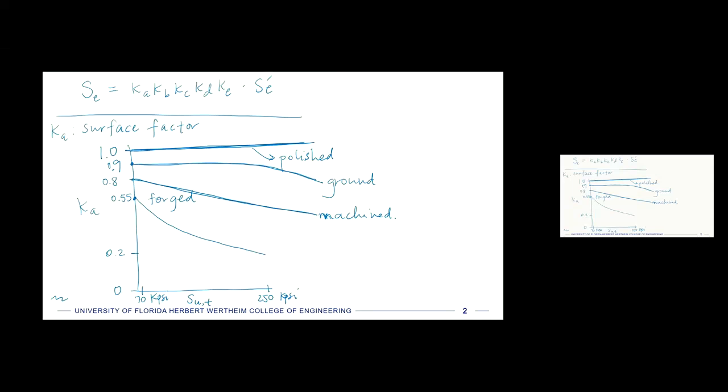And there are models where people try to put some power law to fit this decrement, but it's not really necessary because these factors, if we're trying to estimate between 0.5 and 1, then it really is an estimation. So that's the surface factor.